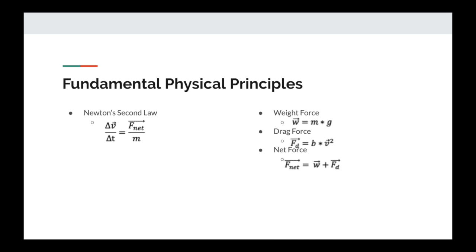The fundamental physical principles of this lab experiment include Newton's second law, which allows us to calculate the expected future position of the object given the forces acting on it, as well as the gravity or weight force and the drag force. In the case of this experiment, our computational model models the weight force acting on the object alone, and then again with the weight force and the drag force acting on the object simultaneously.